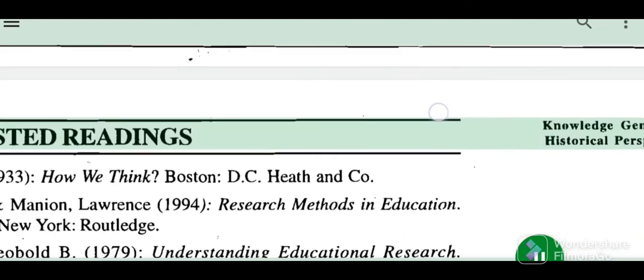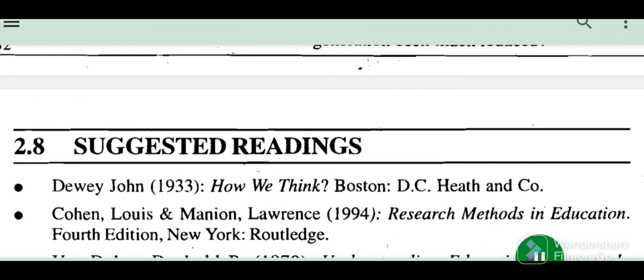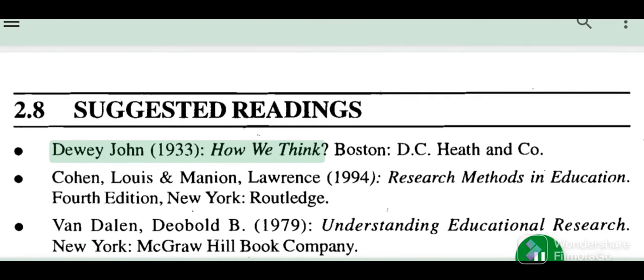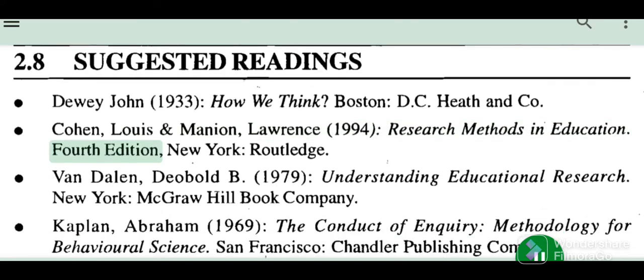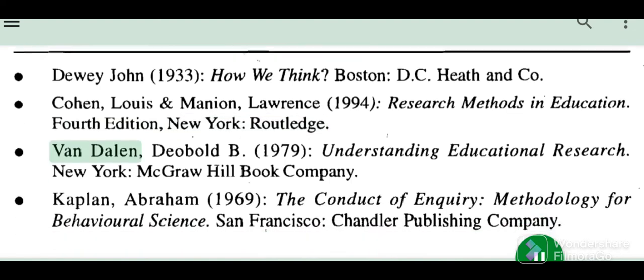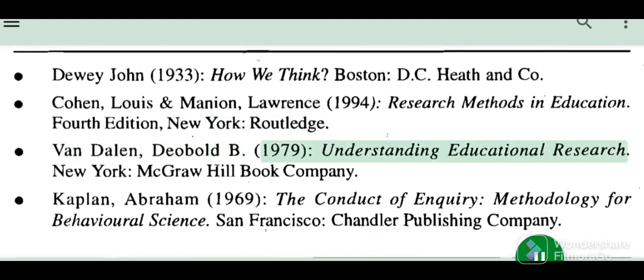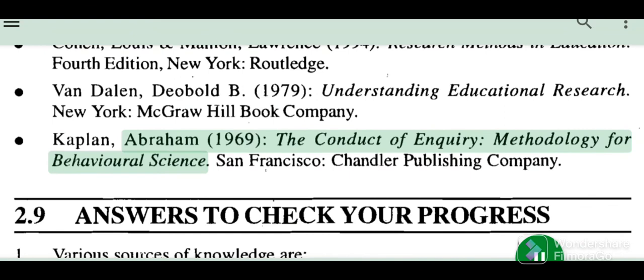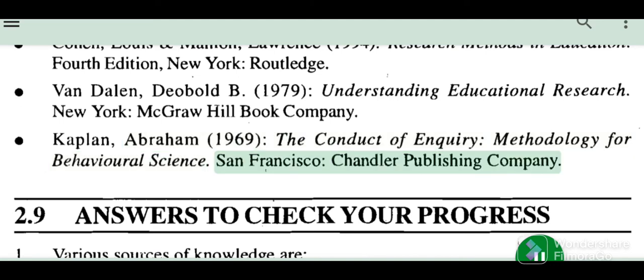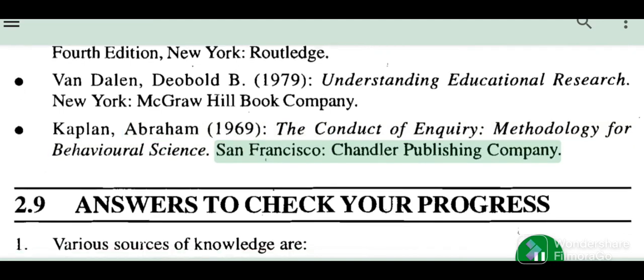2.8 Suggested readings. Knowledge generation: historical perspective. 1. Dewey, John, 1933, How We Think. Boston, D.C. Heath and Company. Cohen, Louis and Manion, Lawrence, 1994, Research Methods in Education, 4th edition, New York, Routledge. Van Dalen, Deobold B., 1979, Understanding Educational Research, New York, McGraw-Hill Book Company. Kaplan, Abraham, 1969, The Conduct of Inquiry: Methodology for Behavioral Science, San Francisco, Chandler Publishing Company.